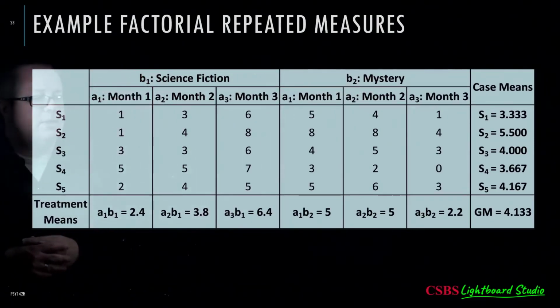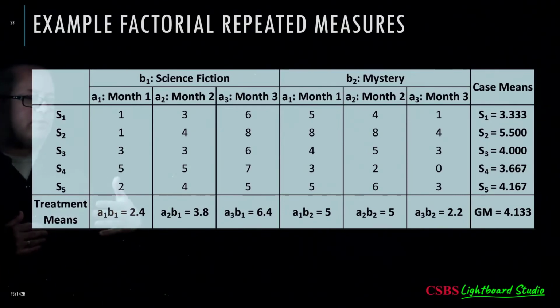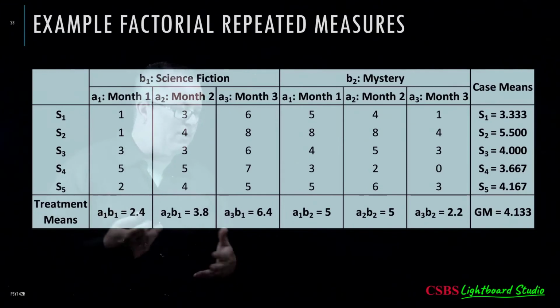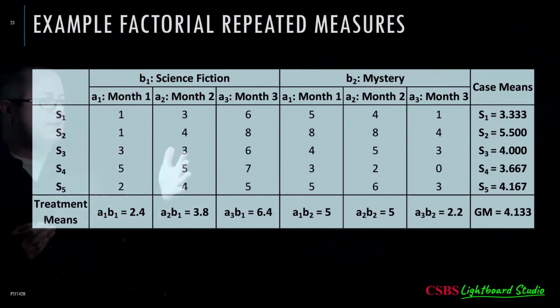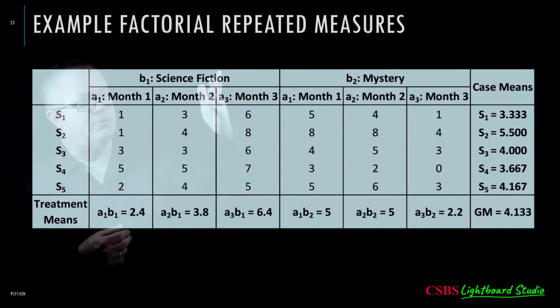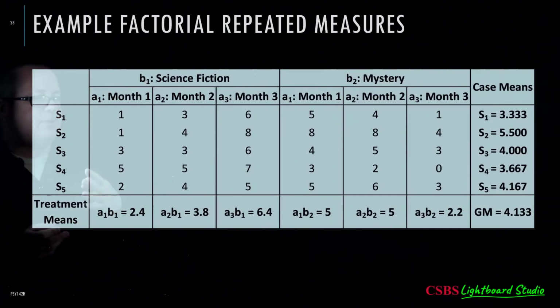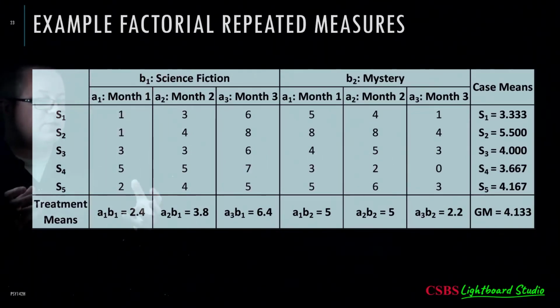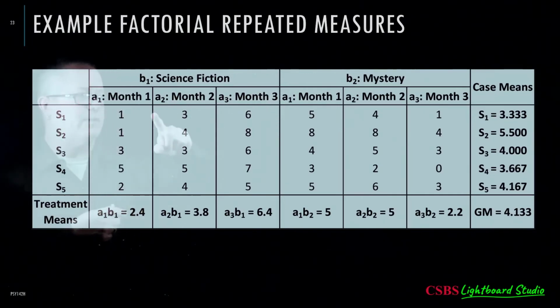The idea being, maybe the liking for science fiction gets better over time, or for mystery, because now you no longer have the mystery, you don't like it as much anymore. I don't know. But the idea is that you could have a different trajectory over months reading one type of book versus another. And so what you see is that you have subjects going through 6 different conditions. It's just those 6 conditions are made up of a combination of two different IVs, the different types of novel and the different months.